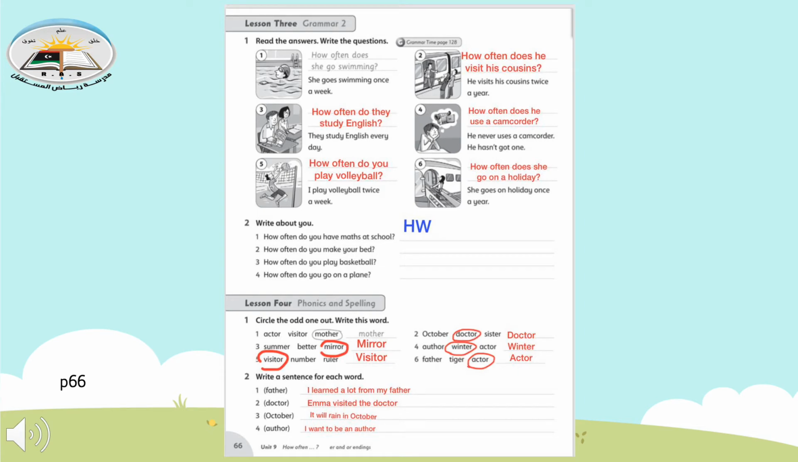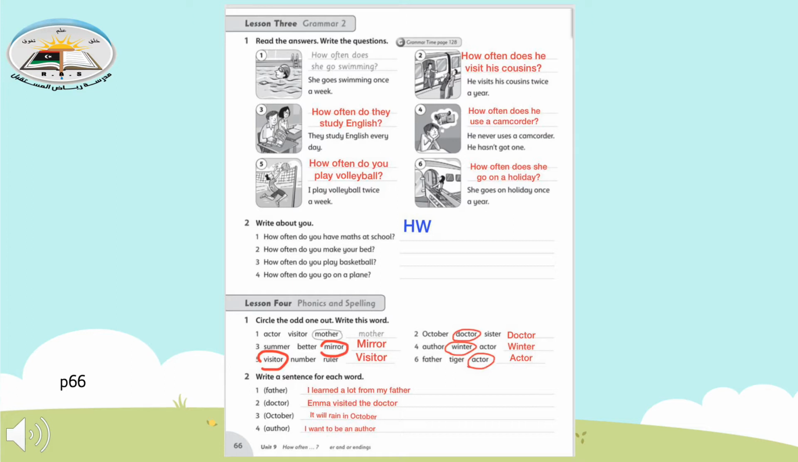Grade 4 workbook, page 66. Now in your workbook, open page 66 and let's answer the questions together. We have lesson 3, grammar. Question number 1. Read the answers, write the questions. So we have numbers of answers. What we are supposed to do is ask the question for those answers.